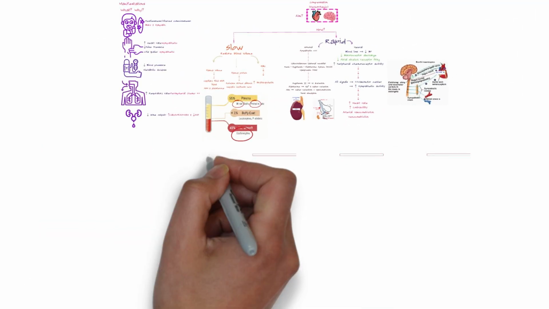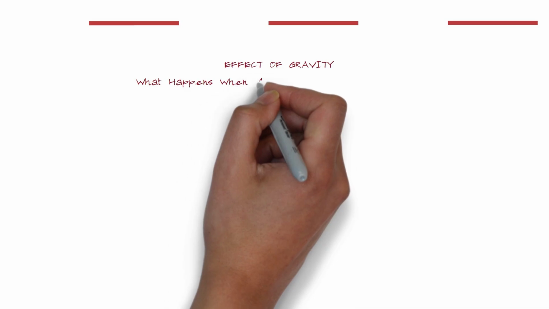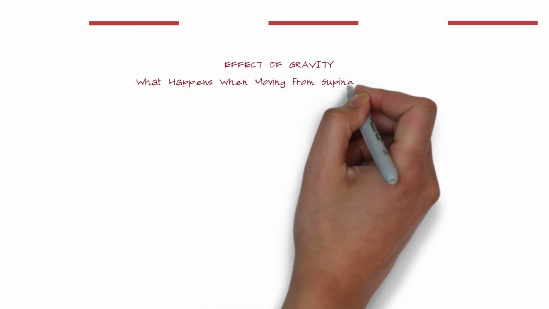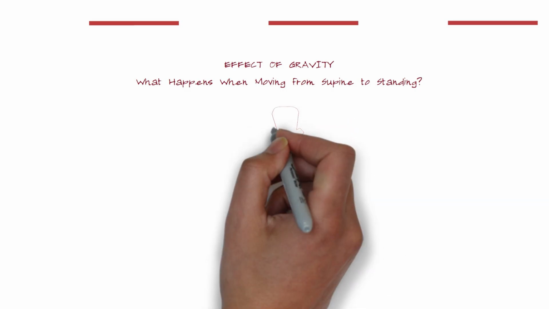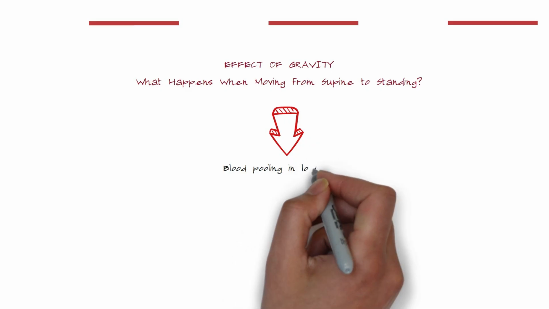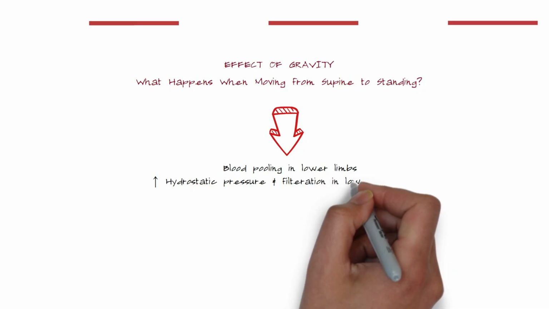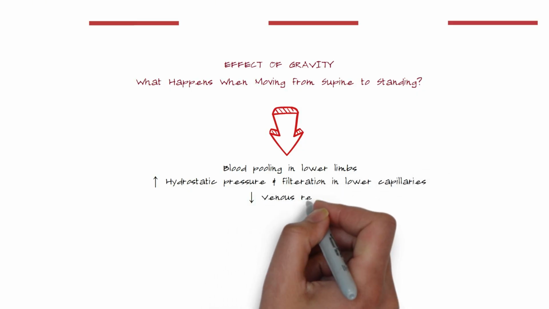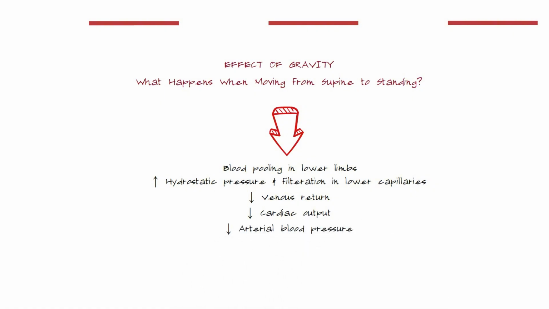Now, let's talk about gravity. After we finish the shock, the important physiological challenge is gravity. And here, what happens when the person moves from lying to standing position? The first effect is that the blood will fall in the lower limb. This increases hydrostatic pressure in the lower capillaries, increasing the capillary filtration. This will result in dropping of the mean systemic filling pressure, the venous return, the cardiac output, and the blood pressure.